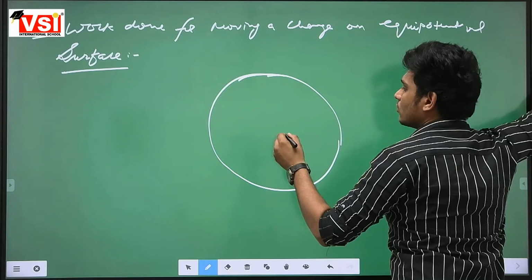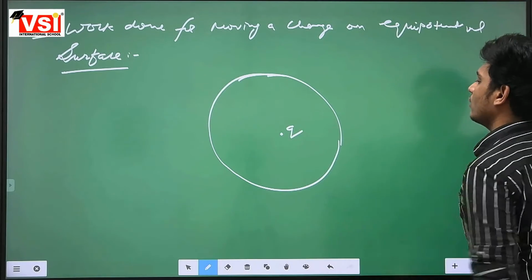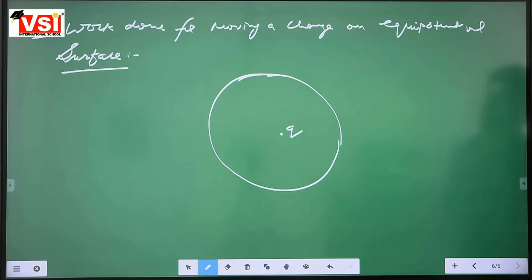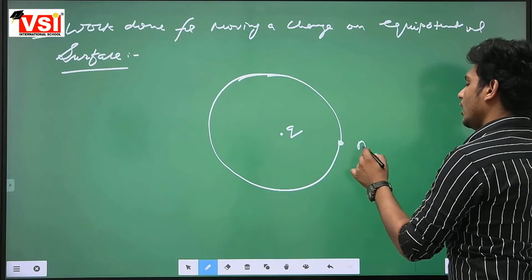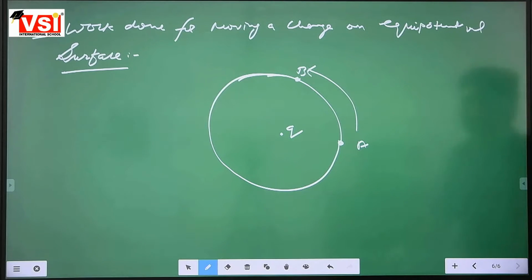This is also an equipotential surface for charge Q. This sphere is an equipotential surface, and we have to move a charge from A to B, and find out the value of work done for moving a charge on the equipotential surface from A to B. Let's see.